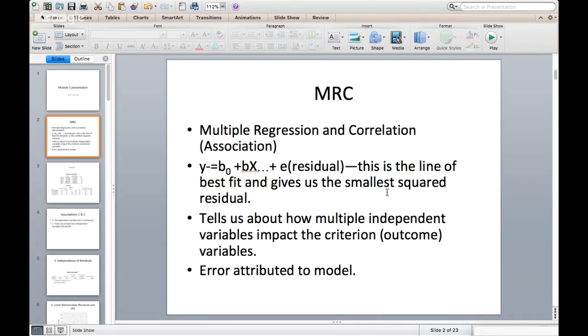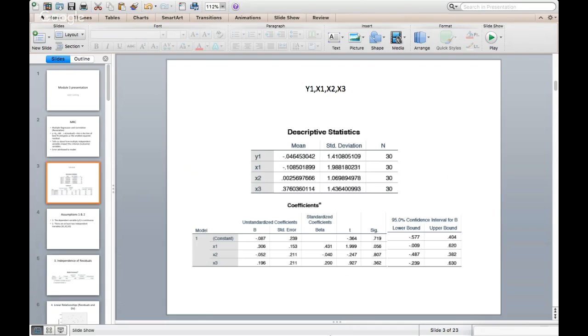And what it is is the least squared residual, making sure that each residual is as close to that line as possible. It tells us how multiple independent variables impact the outcome variable. And for this one, it was really important to note that error is attributed to the model. So this is our 3 a.m. at the bar. So for my model, I use Y1, X1 through 3.